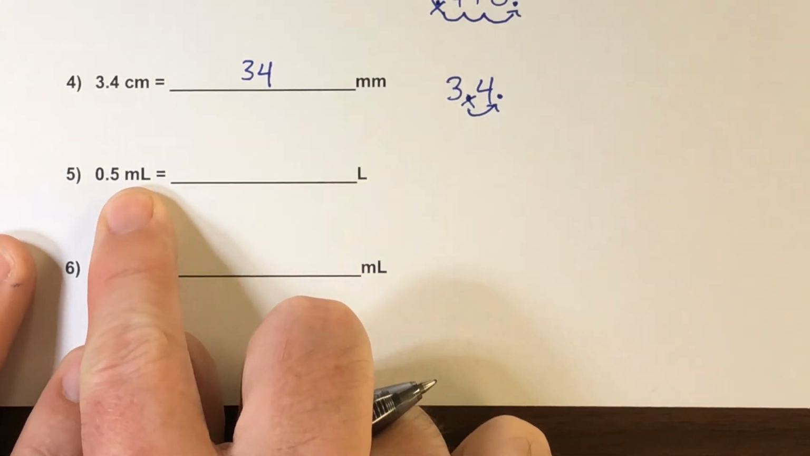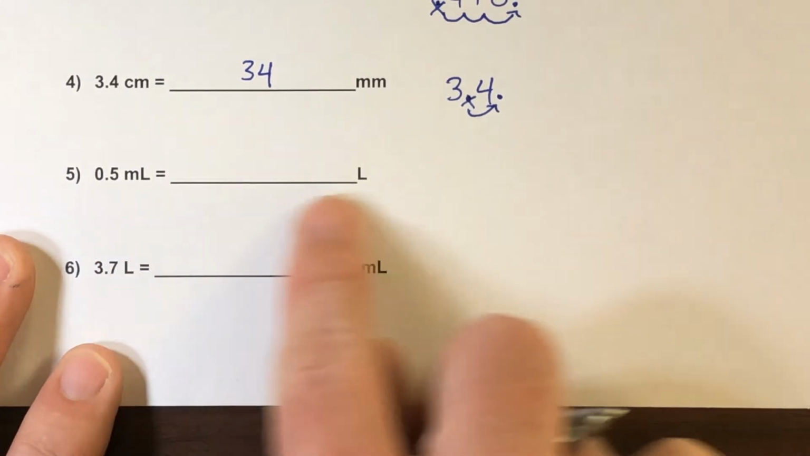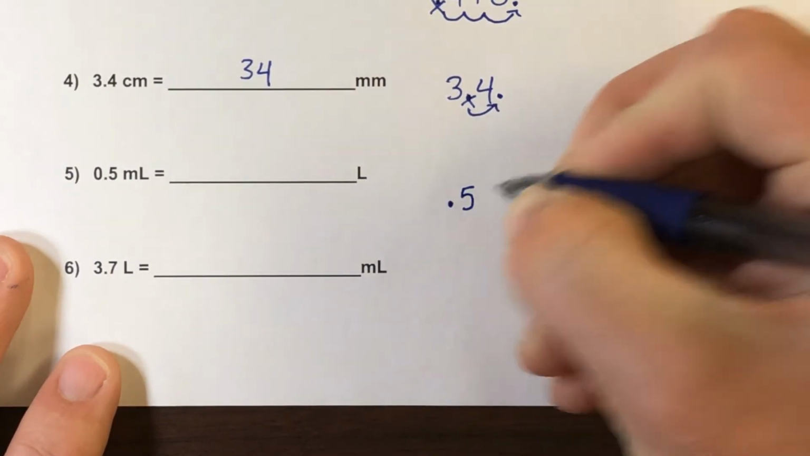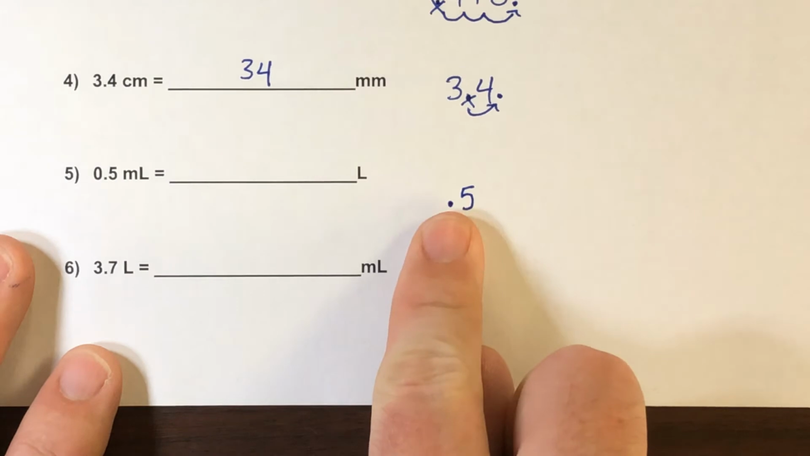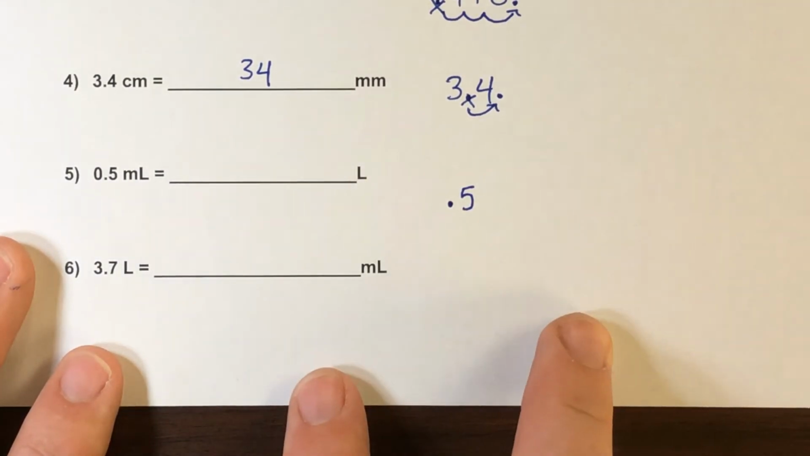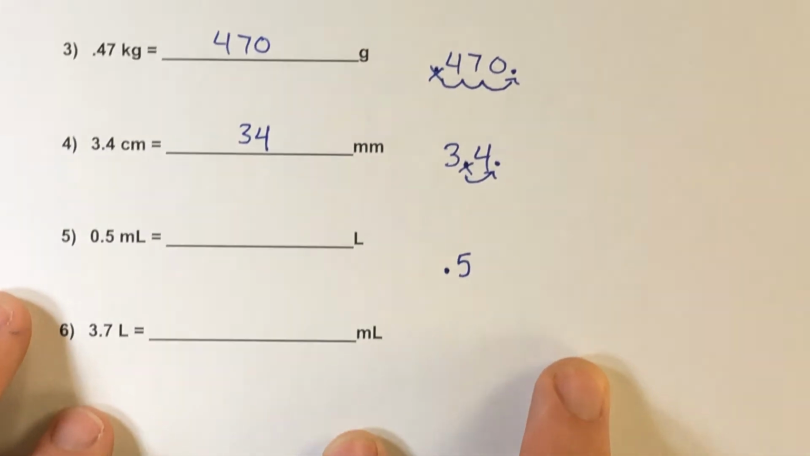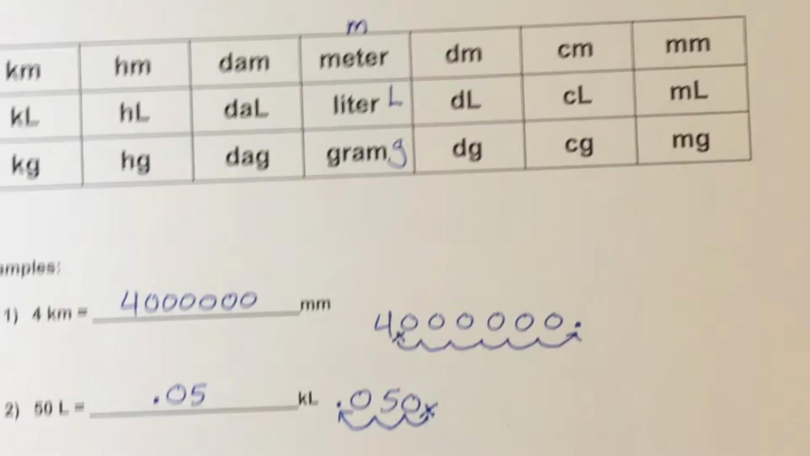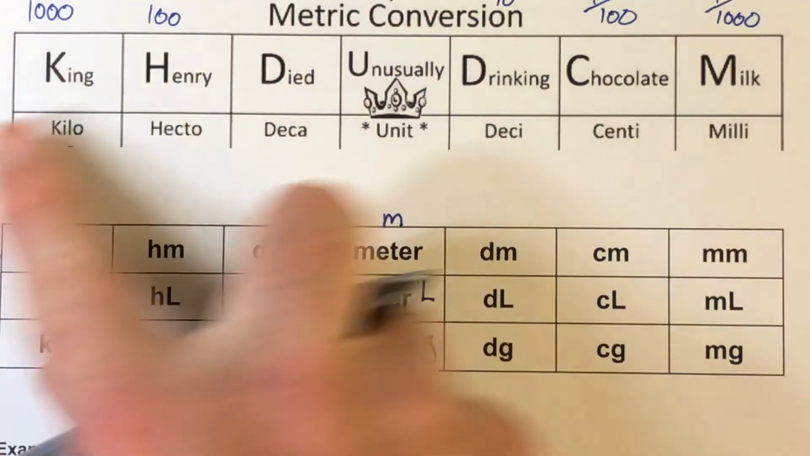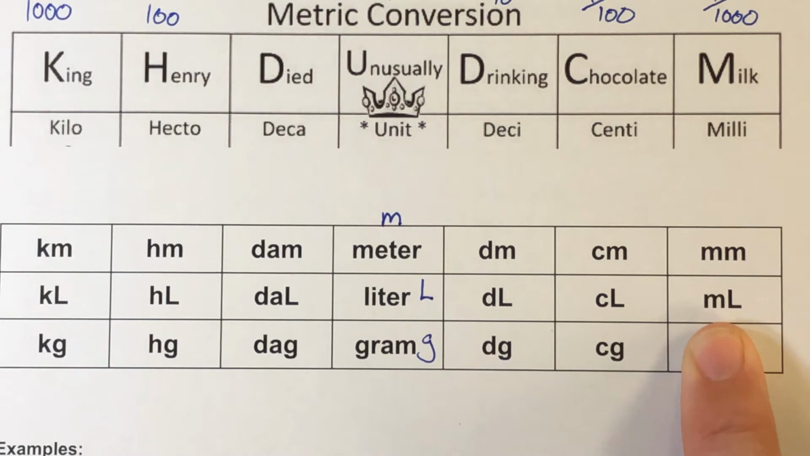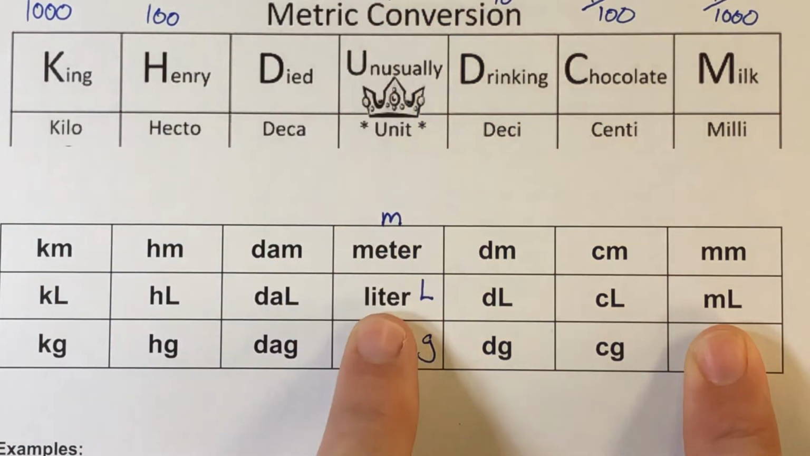0.5 milliliters, we're going to convert it to liters. So first step, write your number. Next step, locate your decimal. It's already there. Now we're going to determine what we are converting it from and to. We want to convert from milliliters. So milli is the smallest. So milliliters right there. I'm converting it to liters. That's our basic unit of measurement.